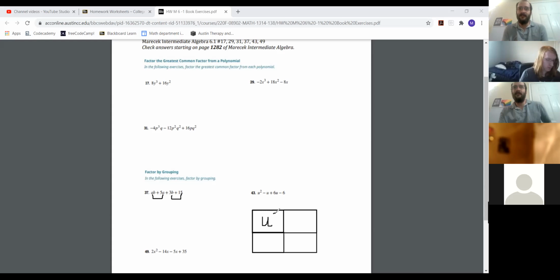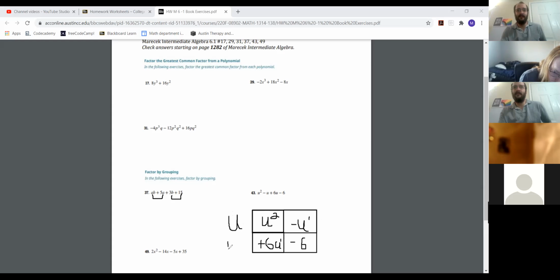But if you do box, we got something like u squared minus u. So we just put this thing in the box in descending order. We look across for greatest common factors. We look up and down for greatest common factors. This is the first power, so we're looking across here. It's u squared and u. I can pull out a u. And this is a plus 6u and a minus 6.